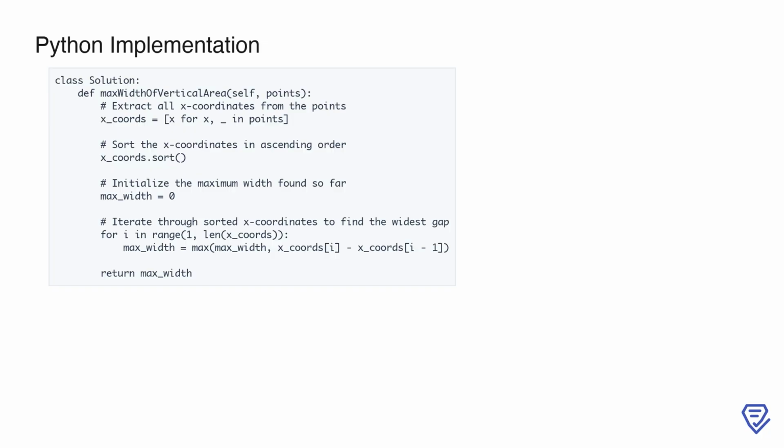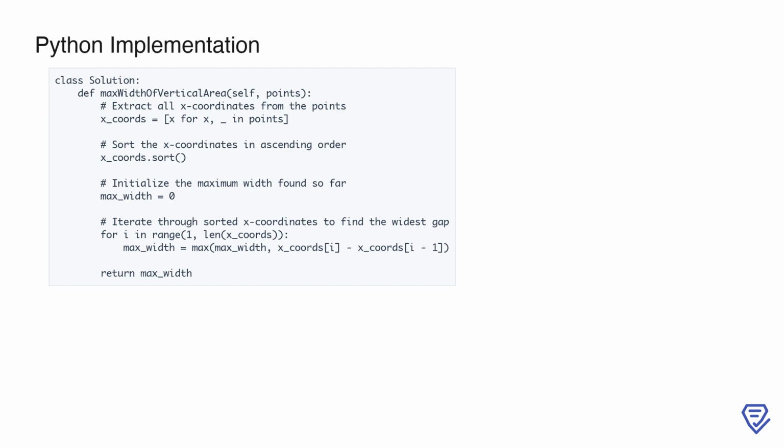After sorting, the algorithm initializes a variable max_width to store the maximum vertical gap encountered so far. It then iterates through the sorted x-coordinates starting from the second element, index 1. For each pair of consecutive x values, it calculates the difference, gap, and updates max_width if the current gap is larger than the previously recorded maximum. Finally, the function returns max_width, which represents the widest vertical area.